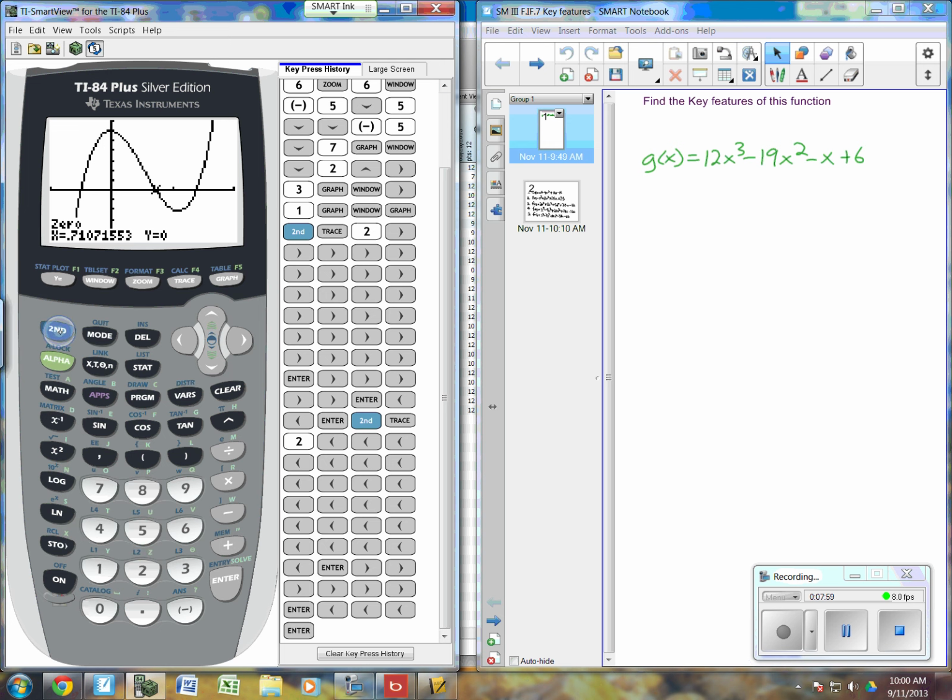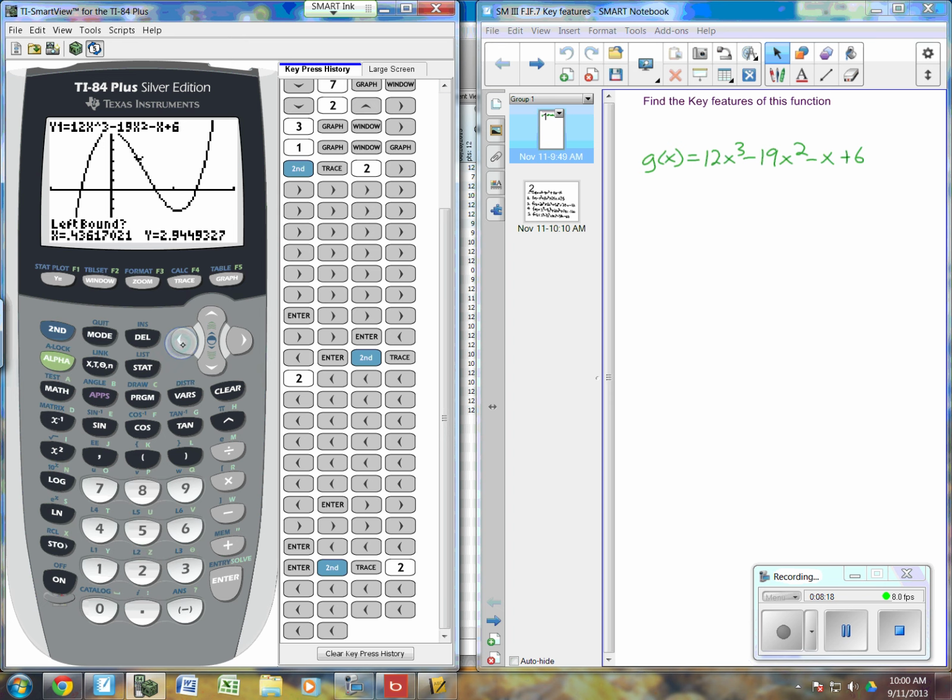Okay, you go second and hit the trace button. You're in the calc menu, right? You're looking for a 0 where it crosses the x-axis. It's an x-intercept. Got it? Okay. So we got that. And you put in your left bound, your right bound.